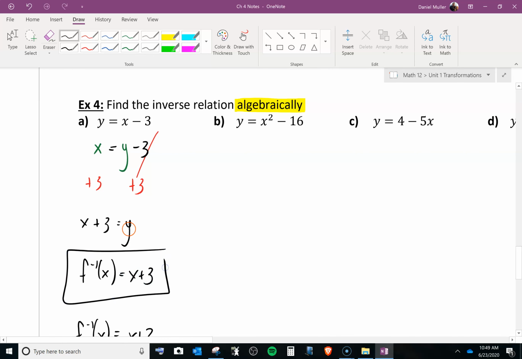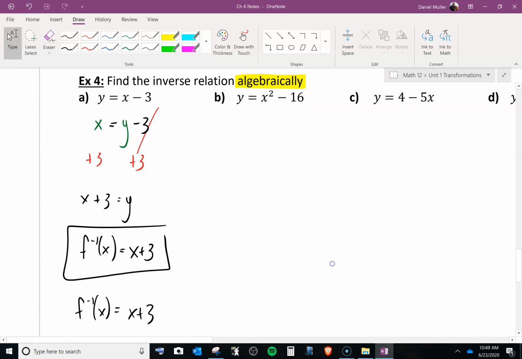So I just rewrote the y as f inverse of x because you want to indicate to the reader that this is the inverse function, and then it's this x plus 3, so I wrote x plus 3. So that is how we do this. It gets obviously a lot more complicated, but let's do a few more of these easier ones. So you can swap the x and y there.